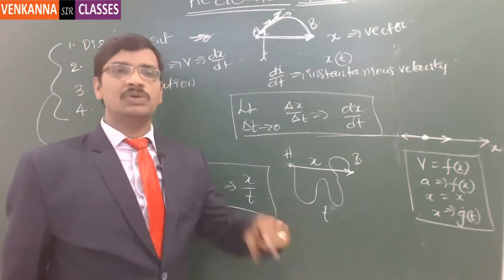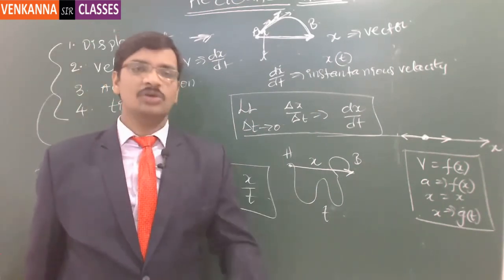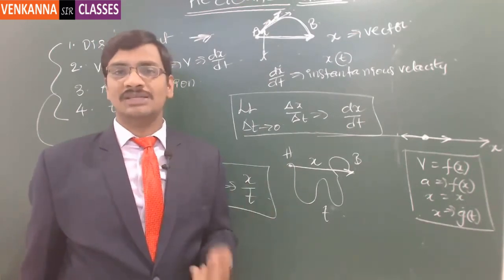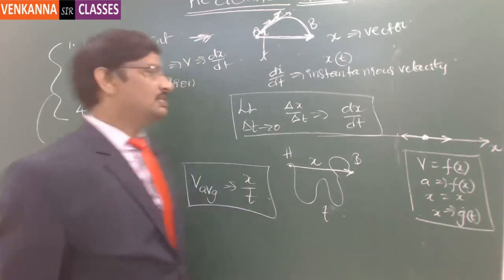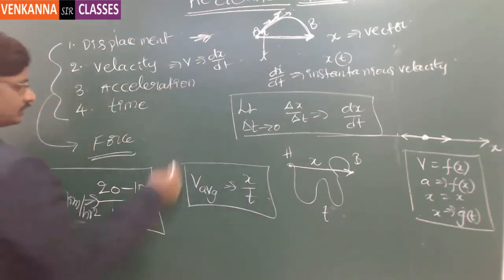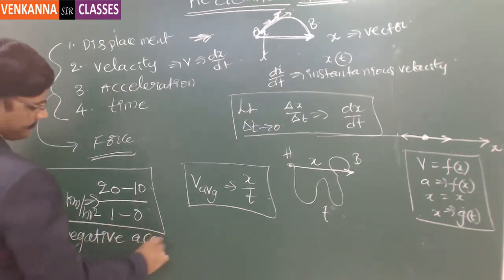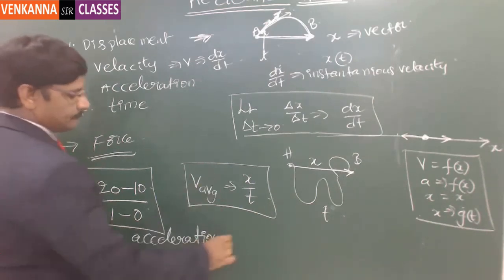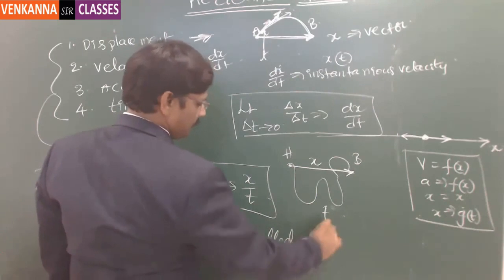Suppose if I reduce the velocity from, let us say, 50 kilometers per hour to 40 kilometers per hour within 1 second, that means I have reduced the velocity, which we treat as negative acceleration. So negative acceleration is also called retardation.